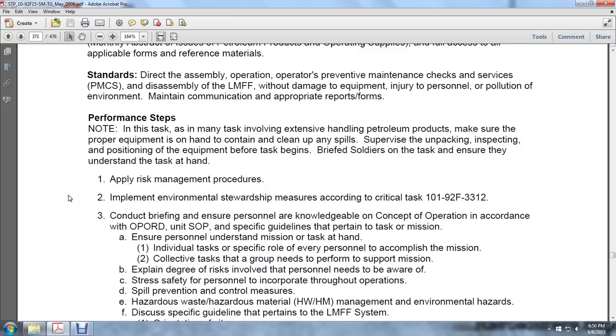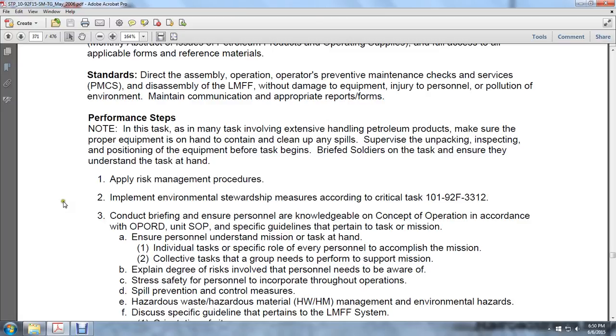Conduct briefing, ensure personnel knowledge of the concept of operations in accordance with the operation orders, unit standing operating procedures, and specific guidelines that pertain to the task, mission. A. Ensure that personnel understand the mission or task at hand. 1. Individual task, the specific role every person has to accomplish the mission. 2. Collective task the group needs to perform to support the mission. B. Explain the degree of risk involved that personnel need to be aware of. C. Stress safety of the personnel throughout the operations.